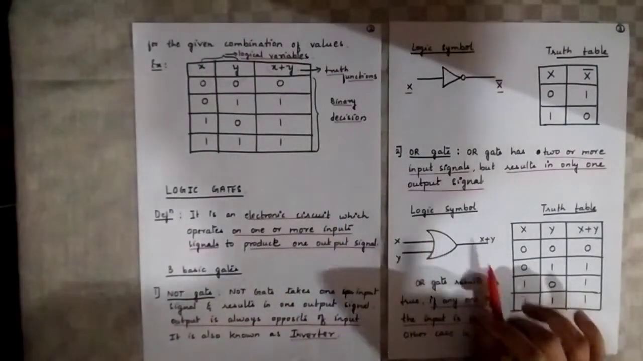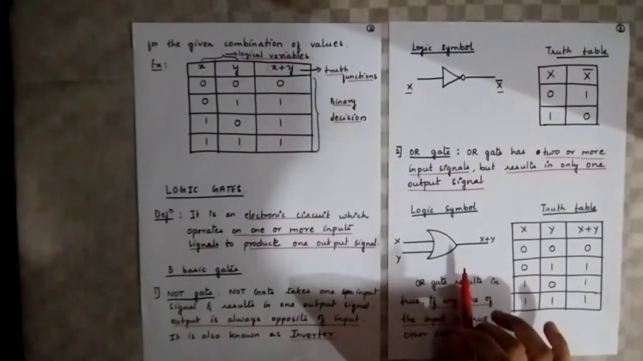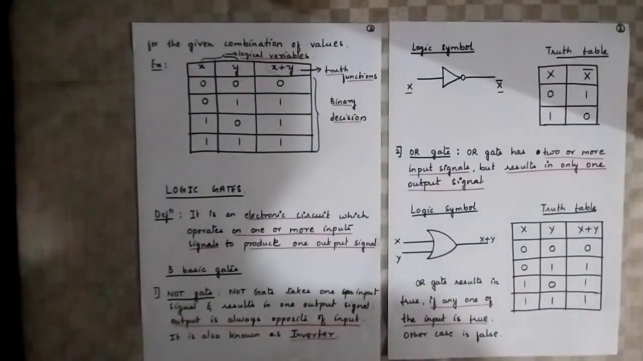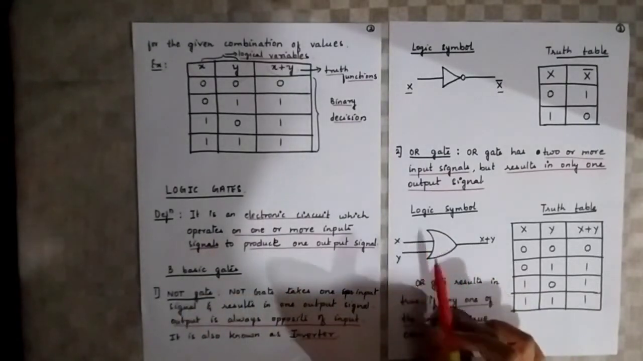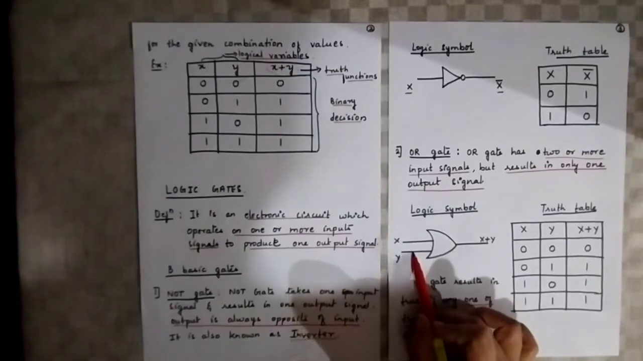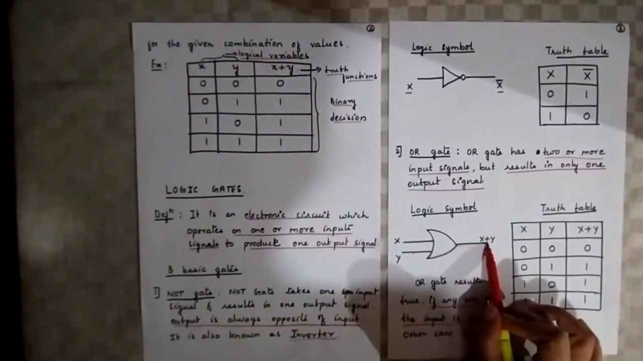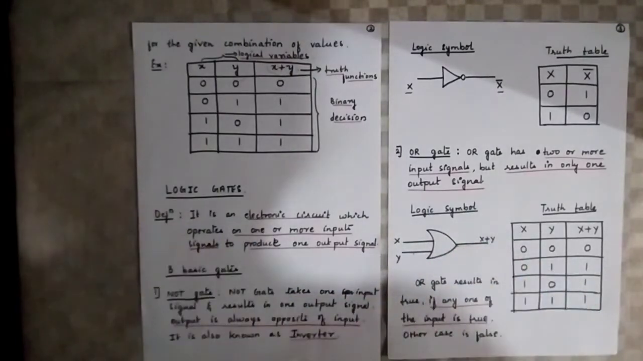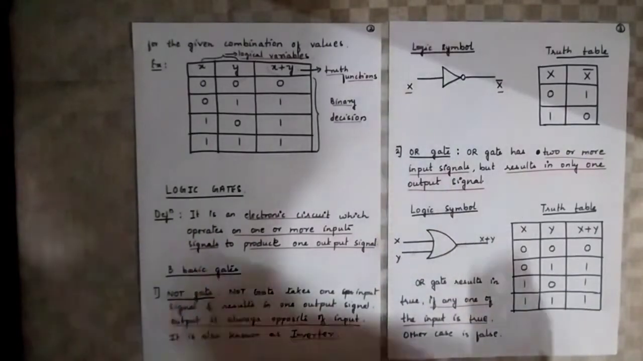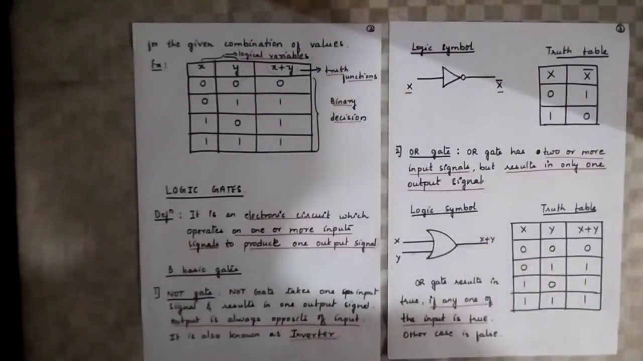So here is the logical symbol for your OR gate. As you can see, on the left hand side, we are providing two inputs and this is going to result in one output. An OR gate resembles our logical addition operation.